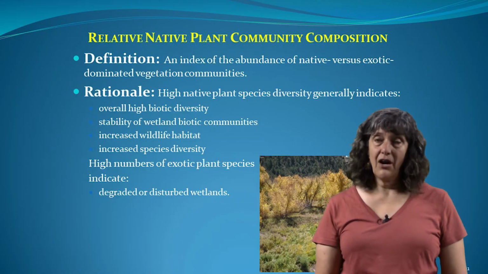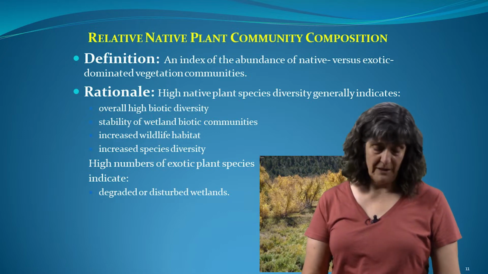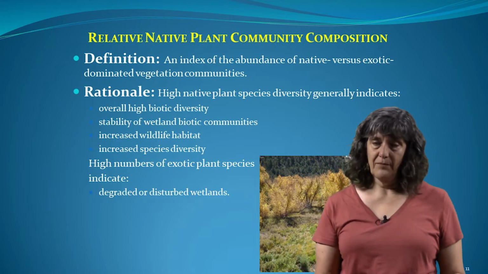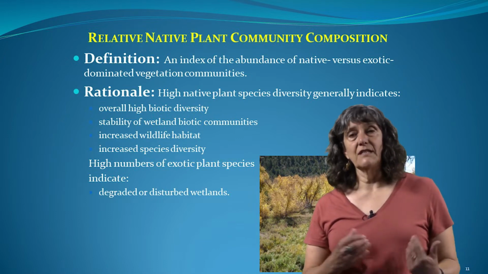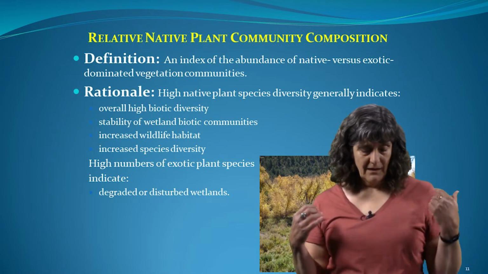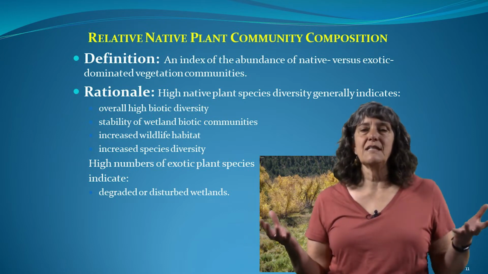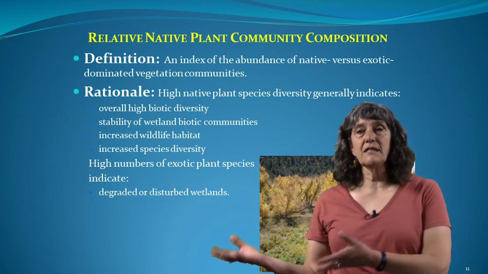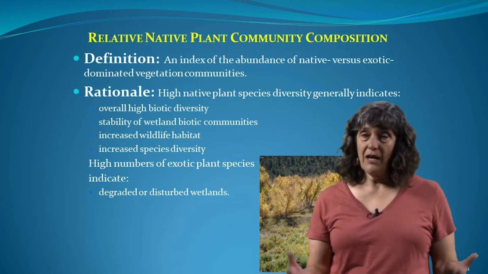All right, so now we're to slide 11, and we're going to talk about the first of our metrics, which is relative native plant community composition. The definition for this metric is the abundance of native versus exotic plant communities in the sample area. So we really want to know, is this sample area mostly native plants, mostly exotic plants, or some mix of native and exotics? And why do we care about this?